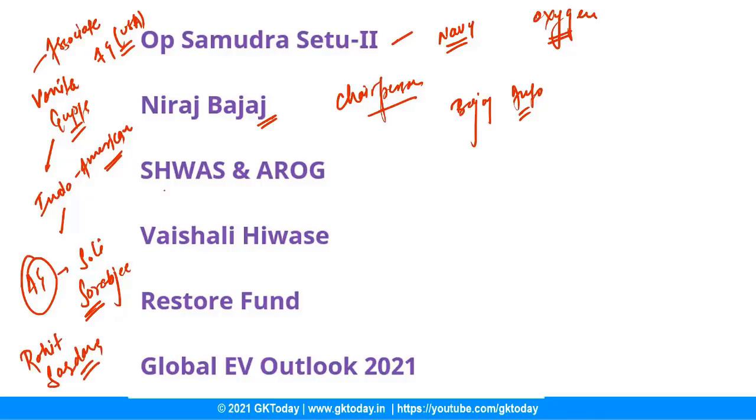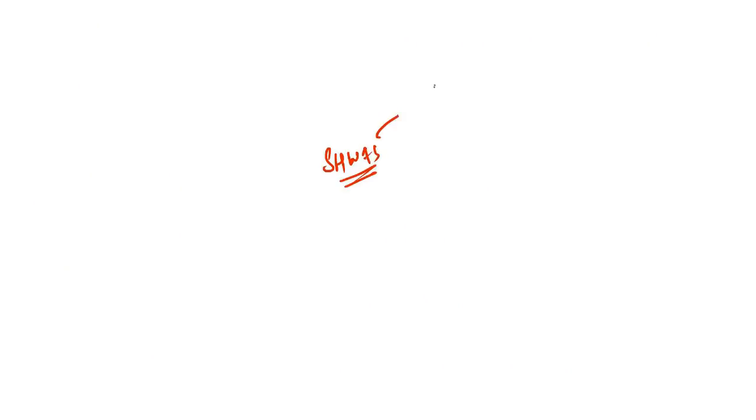Next is Swas and Arog. So these are the loan schemes launched for MSME and these are launched by SIDBI. SIDBI stands for Small Industries Development Bank of India. So these loan schemes are launched for MSME sector. SWAS stands for SIDBI Assistance to Healthcare Sector in War Against COVID-19.